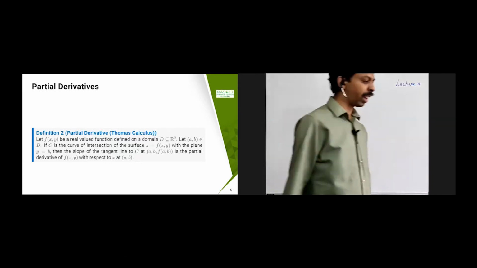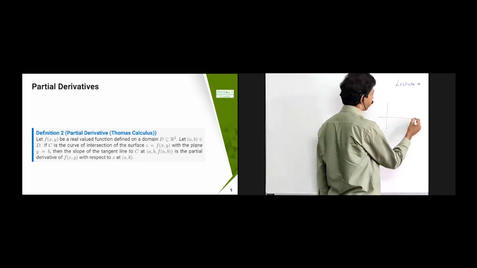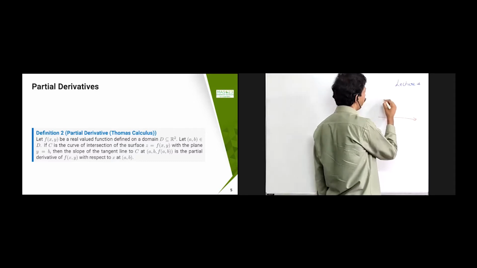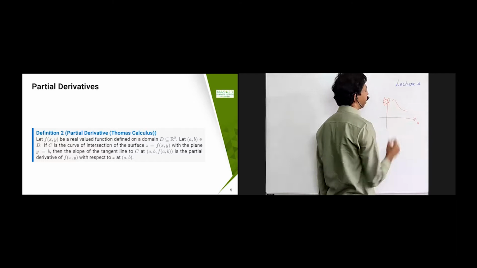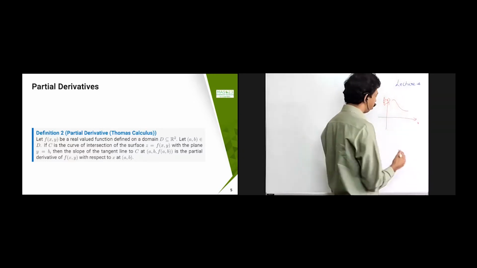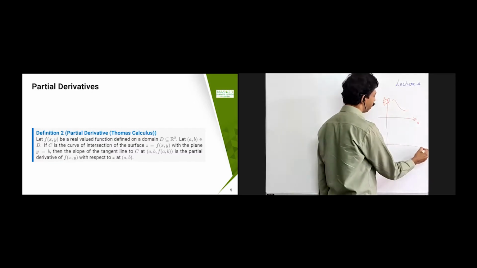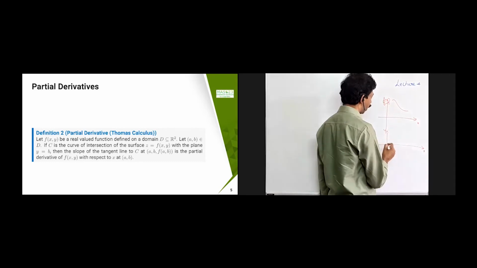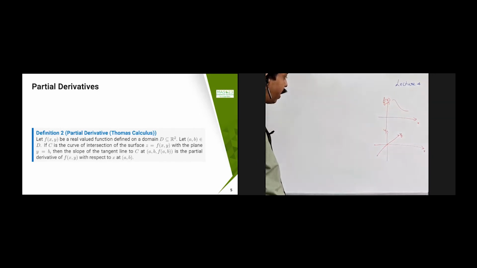Partial derivative means, see here I have an x axis, and f of x is here. I have defined a curve like this. Now, once we come to the partial derivative, at least two variables will be involved. So instead of just x, I will have a third direction: z is also going to come. Okay, means I have z equal to f of x, y.